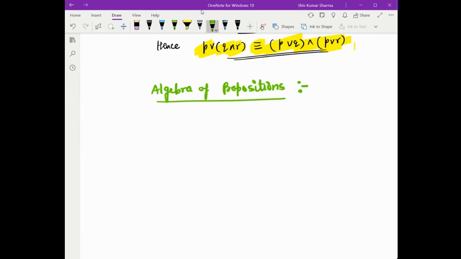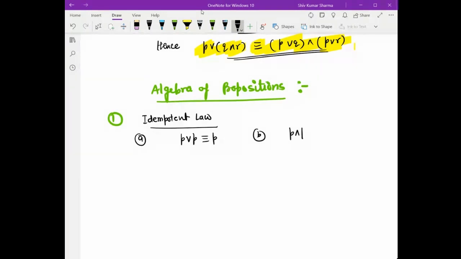So the first law is the idempotent law. You remember all the laws? The idempotent law has two statements. If P is the statement, then the disjunction P or P is always equivalent to P, and for the second, P and P is also equivalent to P.